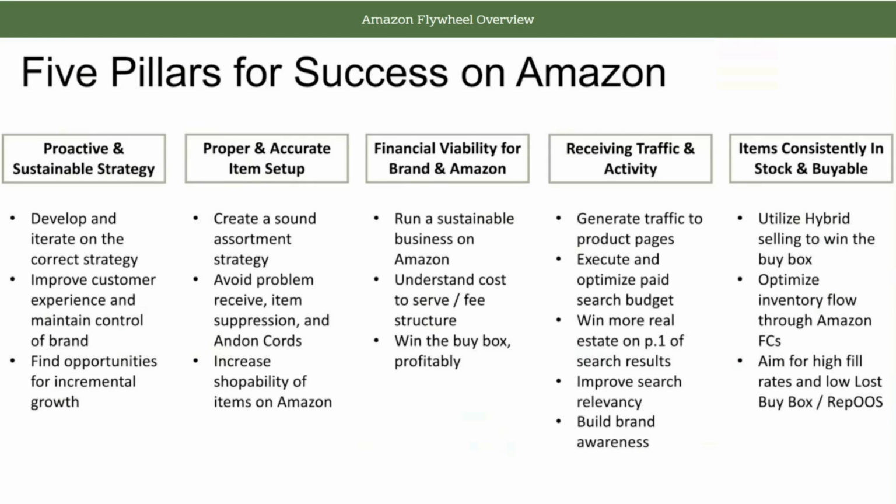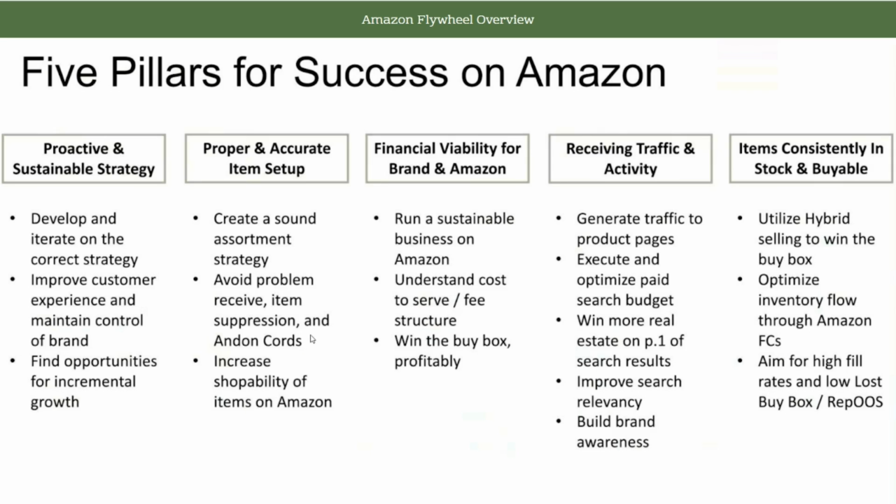So once you have your product listing set up, you're not finished. There's always room for growth. We want to constantly be updating our products and making sure that our ads are set up correctly. Proper and accurate item setup. So kind of what I just said, we want to create a sound assortment strategy. We want to avoid any problems and item suppression. So Amazon can suppress your item if there's any issues. And again, we'll go over that in a later module. But we want to just make sure that we're avoiding all problems with Amazon.